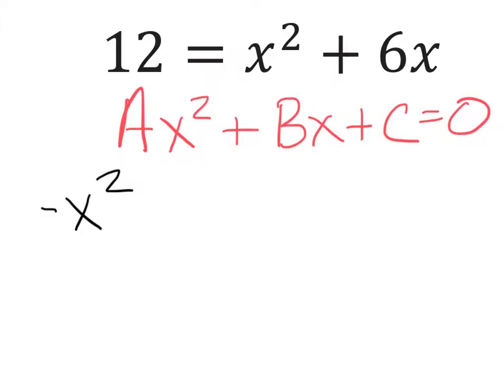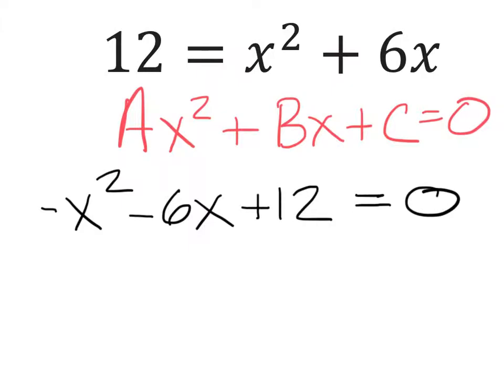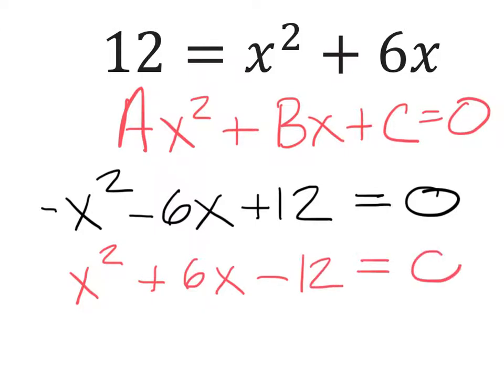What else can I move? 6x. I can move it to the left of the equal sign, and it becomes what? Minus 6x. Do I need to do anything with the 12? No. Plus 12 equals 0. What do you notice that is odd about this quadratic equation? Negative x squared. And how can I remedy that situation? Divide everything by negative 1. And when I do that, I end up with x squared plus 6x minus 12 equals 0.